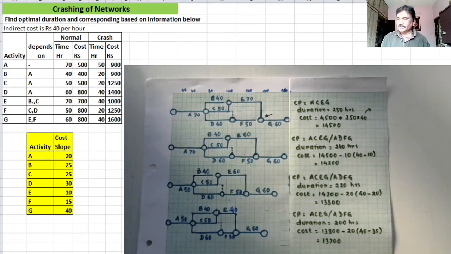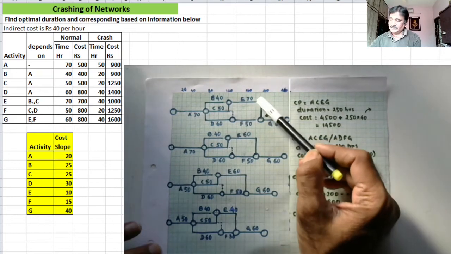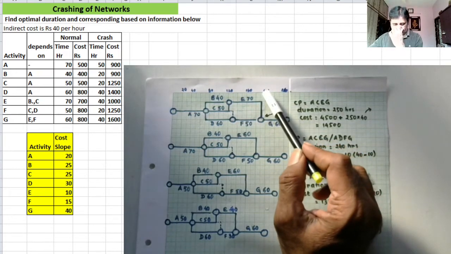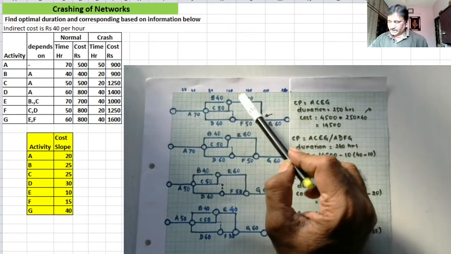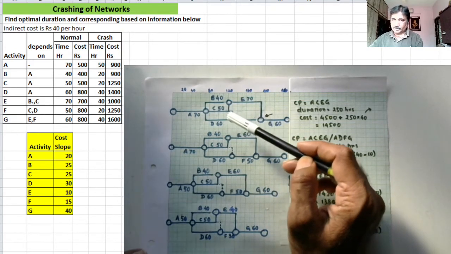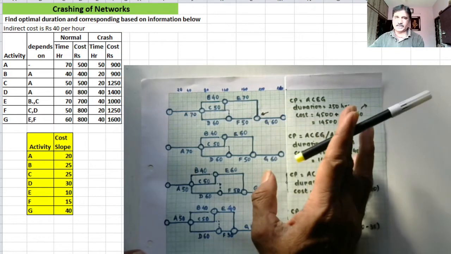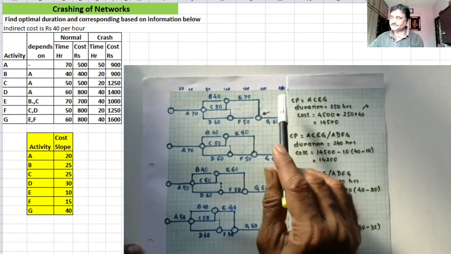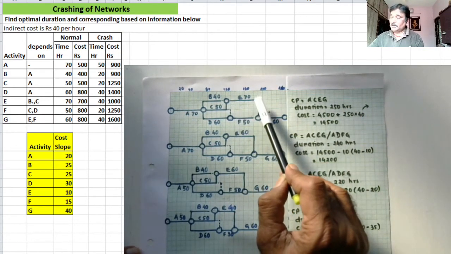So we have now decided to crash activity E. Why? Because the crashing cost per hour for activity E is minimum amongst all. This approach which we are using for crashing the network is heuristic. Okay, right? So we will be crashing.